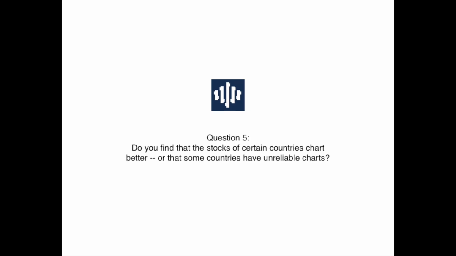Question 5: do you find that stocks of certain countries chart better, or that some countries have unreliable charts?